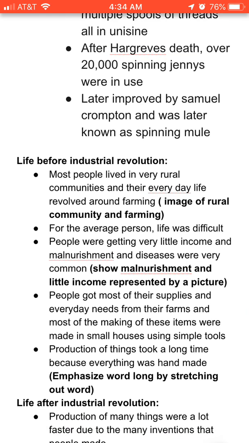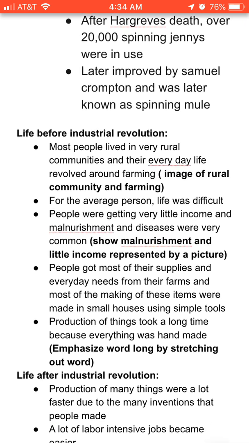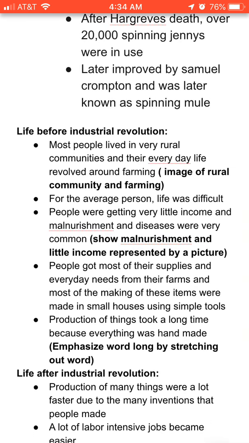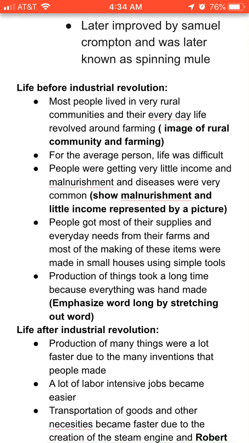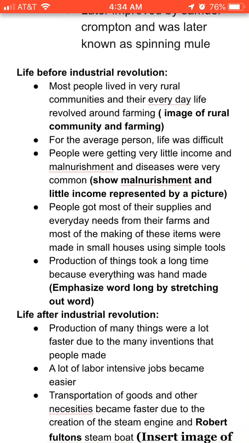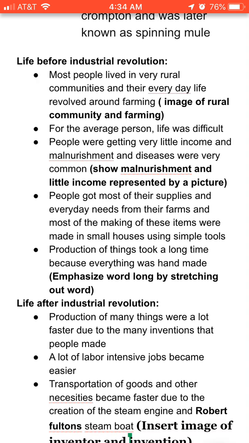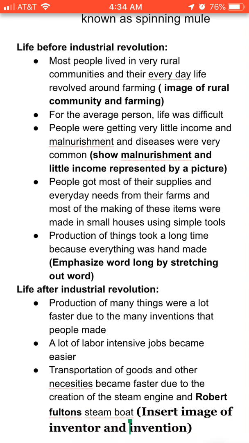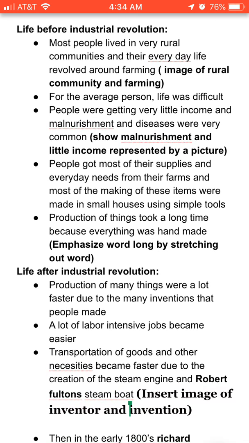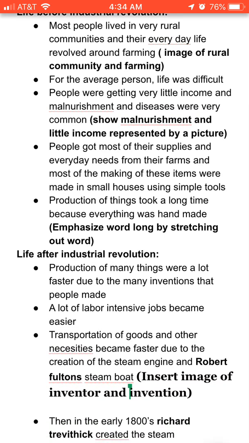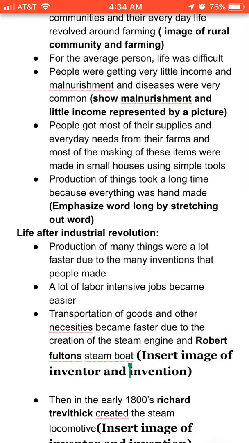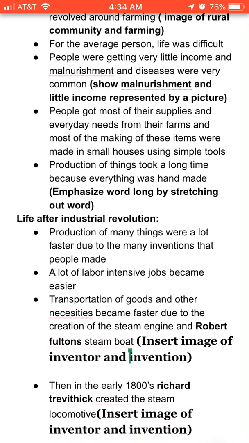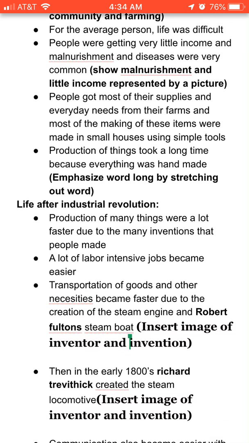Life before the Industrial Revolution. Most people lived in very rural communities, and their everyday life revolved around farming. For the average person, life was difficult, and people were getting very little income, and malnourishment and diseases were very common. People got most of their supplies and everyday needs from their farms, and most of these items were made in small houses using simple tools. Production of these things took a long time because everything was handmade.